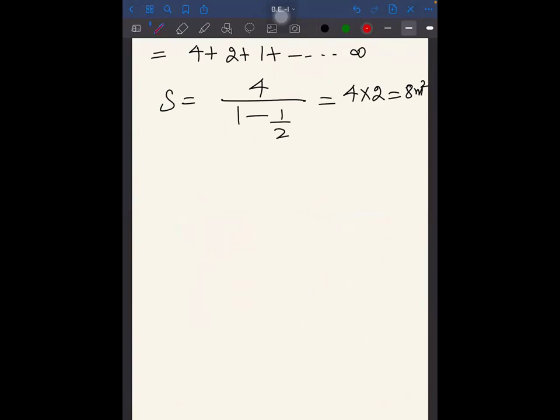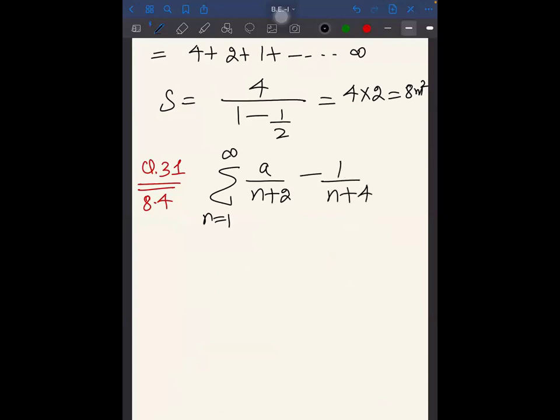Question number 31 is from exercise 8.4. Slightly different, however, it's not tough, but it is slightly different. Okay, so we're going to do that part. So let's see how we're going to do it. Okay, so the question is: sum over n from 1 to infinity of a upon n plus 2 minus 1 by n plus 4. We need to decide the convergence or divergence of this on the basis of the values of a. So that means we're going to find what values of a are good enough to make this series convergent, and on the other hand we want to ask what are the values of a which will make the series divergent.